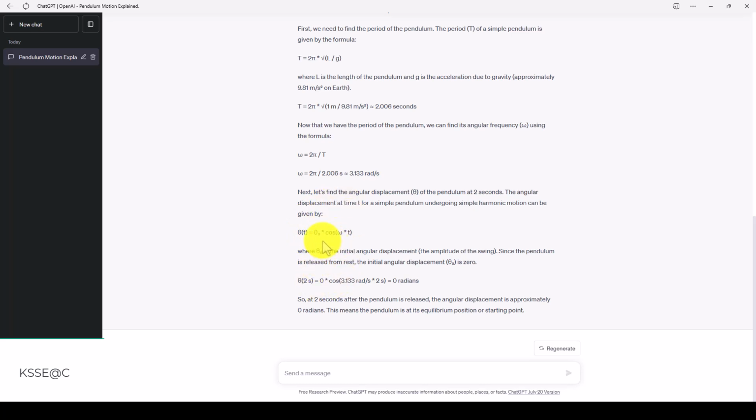And now theta at 2 seconds will be almost 0 radian. At 2 seconds, the pendulum is released, so the angle is approximately 0 radian. Because of the mass of the pendulum and the length, the displacement in this theta is almost 0.